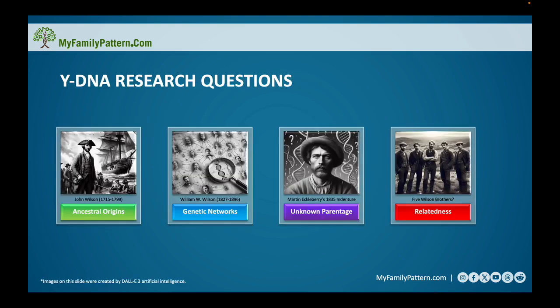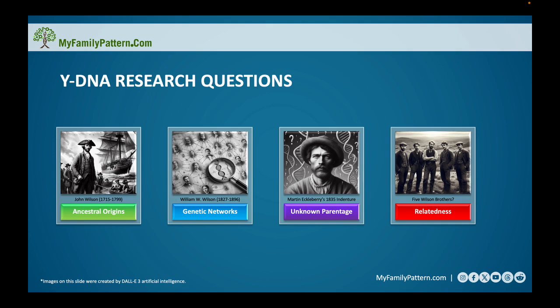With Y-DNA, we have generally four research questions that it's perfectly suited to answer. The first one is ancestral origins. Where in the world did our ancestor come from prior to its present location? The second one is related to genetic networks, which is associated with autosomal DNA. We often find a group of matches that are all shared with one another, but we just can't figure out how.